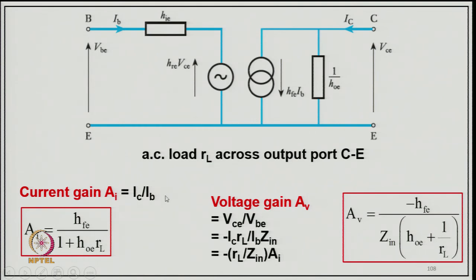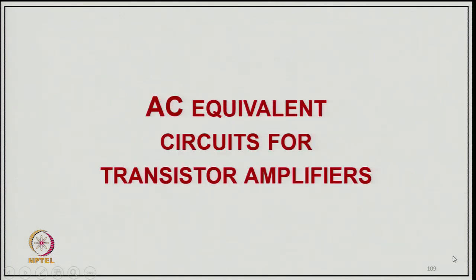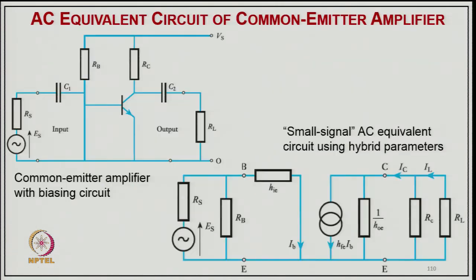So, the current gain will be AI equals IC upon IB, and this AI will be hfe upon (1 plus hoe times RL). The voltage gain is VC upon VB, at the output. So that is minus IC RL divided by IB Zin, which is minus RL upon Zin times AI, the current gain. The voltage gain will be minus hfe divided by Zin times (hoe plus 1 upon RL). Now coming to the AC equivalent circuit for this transistor amplifier.